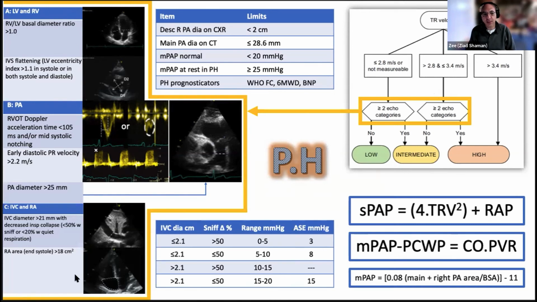If you get 2 of these, then you're good. Here are some normal values that we started with, just as a reminder, what's normal, what's abnormal. And here is the prediction rule for the right atrial pressure so that you can add it to the transvalvular gradients that you're going to measure by using Bernoulli's principle.